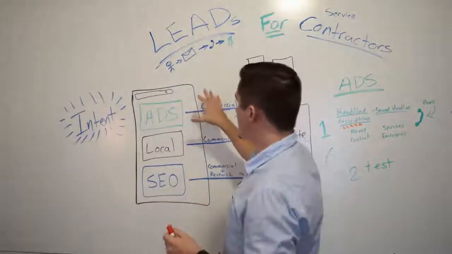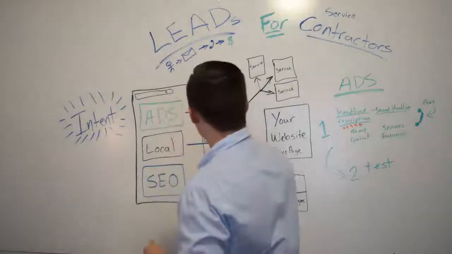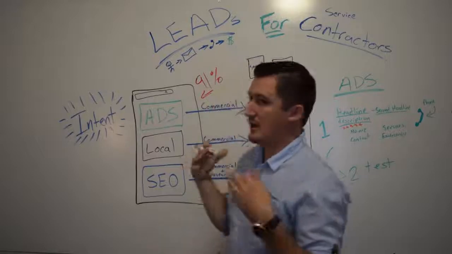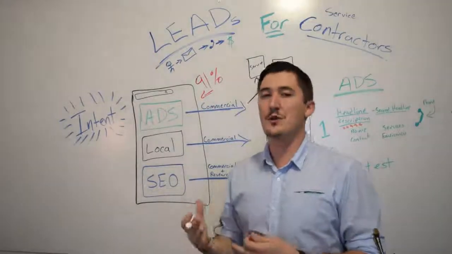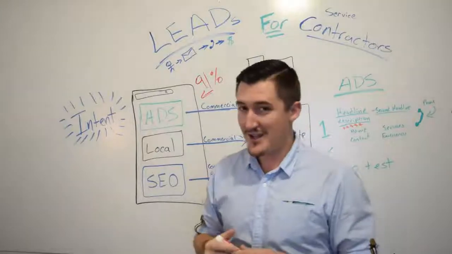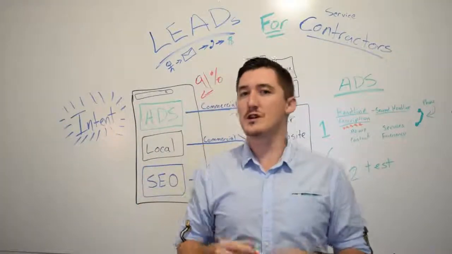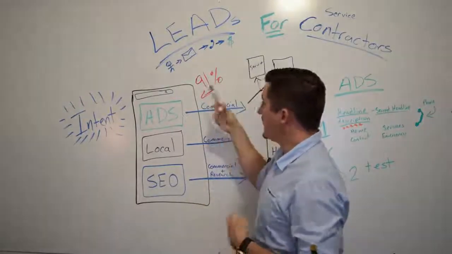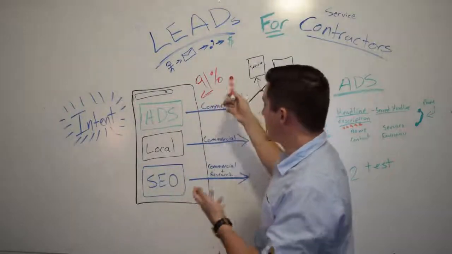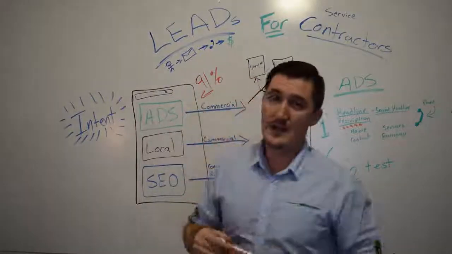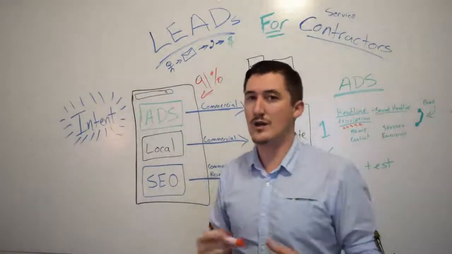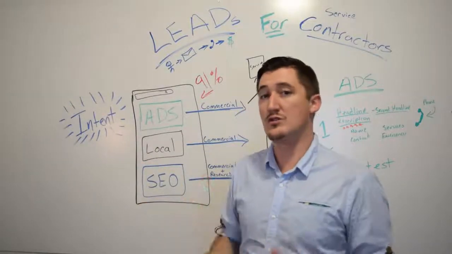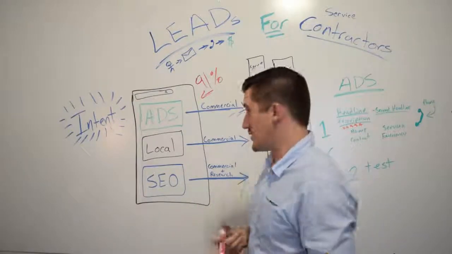First of all, when it comes to generating leads, 91% of people who search for commercial intent keywords, which would be any products or services that you offer as a service contractor, 91% of those prospective customers are finding their answer on page 1 of Google. It's very rare that they go further. Less than 5% of people go to page 2 of Google search results.